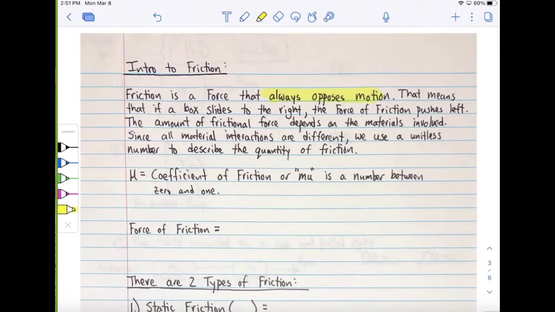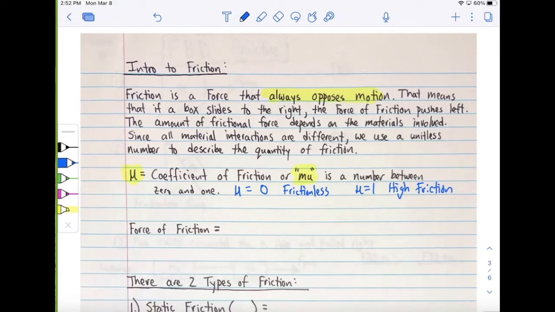And I'm not the best with my handwriting sometimes, so that's the Greek letter mu. It looks like a U with an extra little tail on it. And it's called the coefficient of friction, or for short, you can call it mu. And basically, it's a number between 0 and 1. So if a situation had a mu value of 0, that would basically be saying that there's no friction. So it'd be frictionless. And then if the mu value was 1, that would be very high friction. And we'll look at some examples in a second.